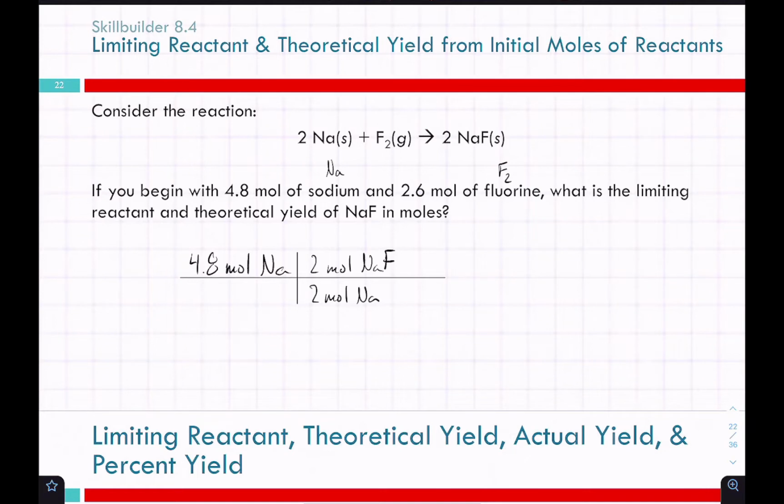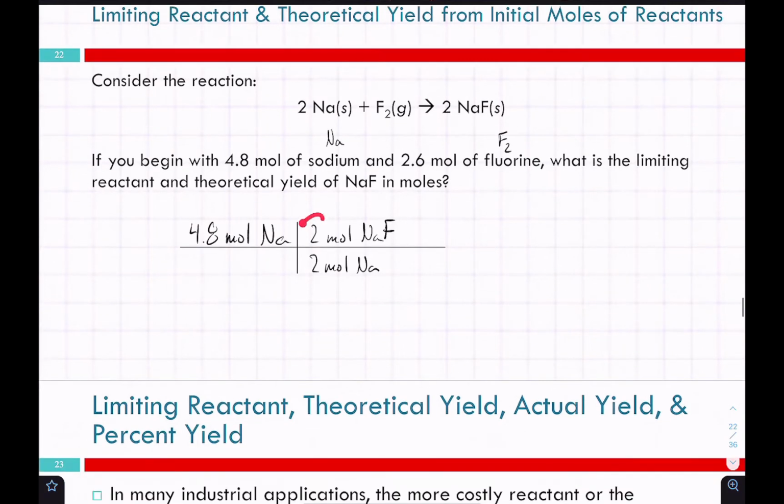And then this one's easy because 2 divided by 2 is just going to be 1. So if we multiply 4.8 by 2, divide it by 2, we're going to get the same thing back out. So 4.8 moles of sodium is going to make 4.8 moles of sodium fluoride.